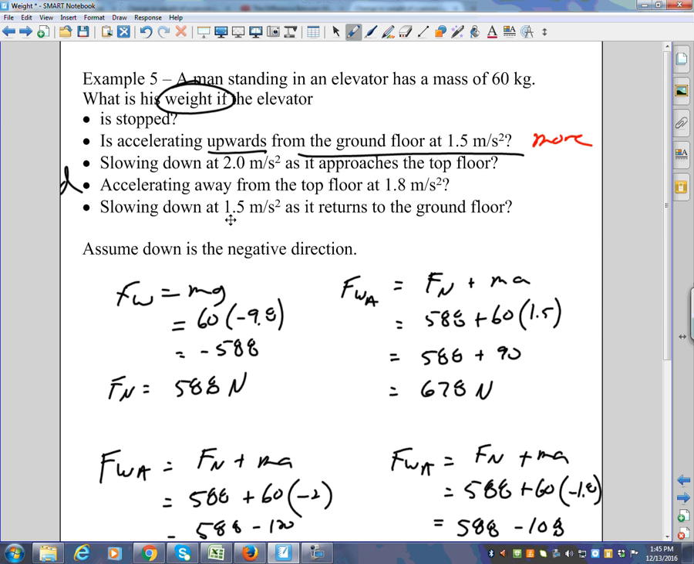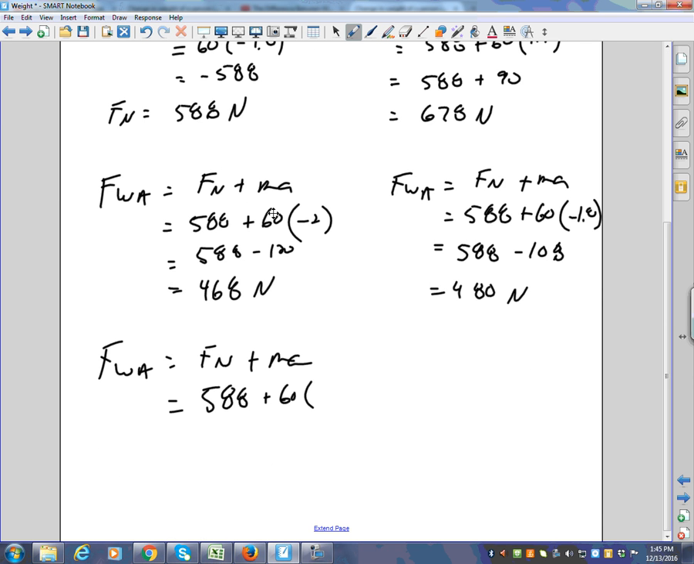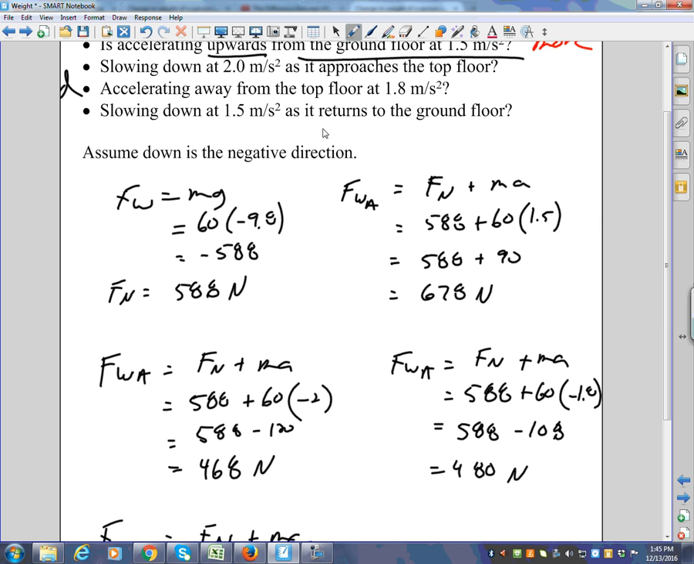So it's up at 1.5. Slowing down doesn't mean negative. As it's going, it's going down, but the acceleration is up because you're going down. The only way you can slow down is if the acceleration is opposite your motion. So if you're going down, if you're going negative, the acceleration must be up.